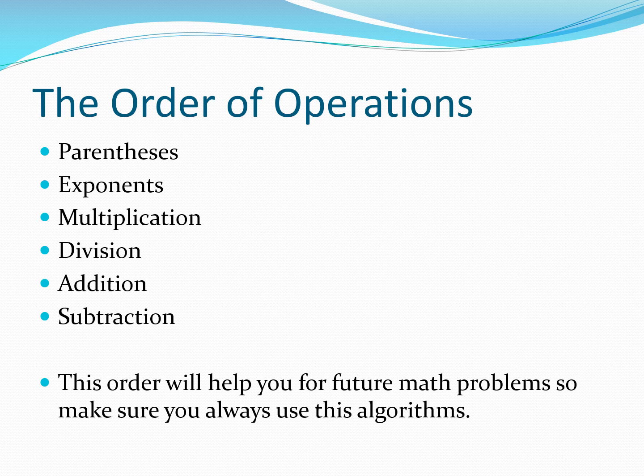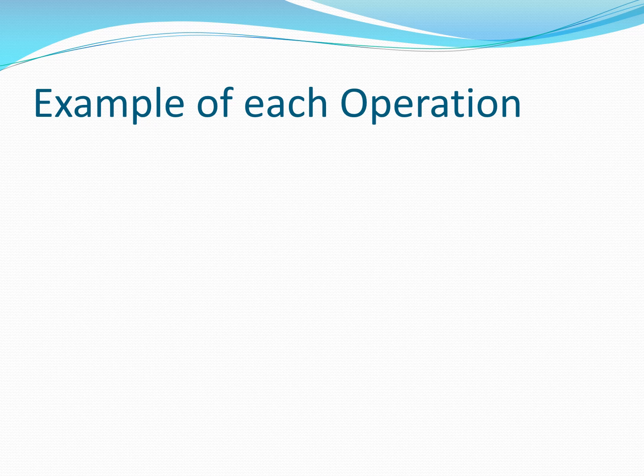The last is addition and subtraction. Addition and subtraction follow after multiplication and division. They're the last two order of operations. This order, like I said, will help you in future math problems, so make sure you always use this algorithm. It's very important that you remember this, and I have something that can help you remember it. First thing, though, is we're going to go over examples.